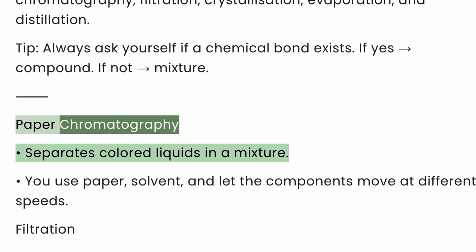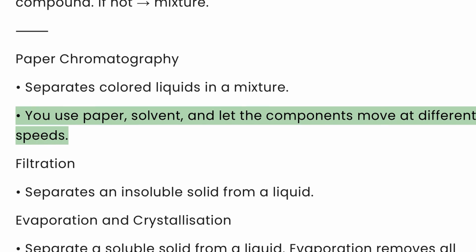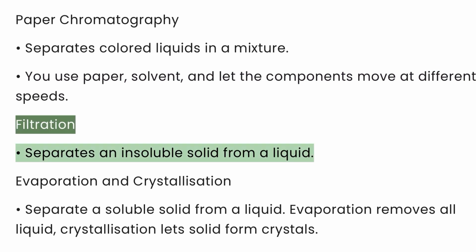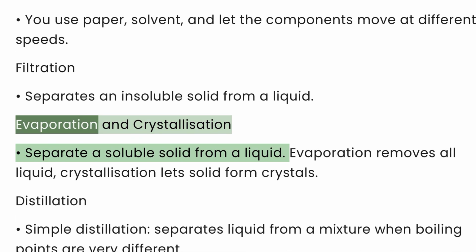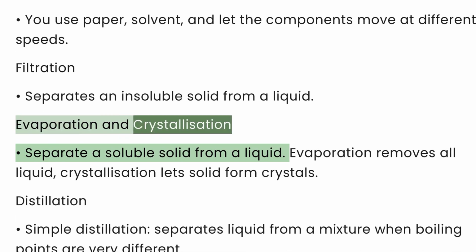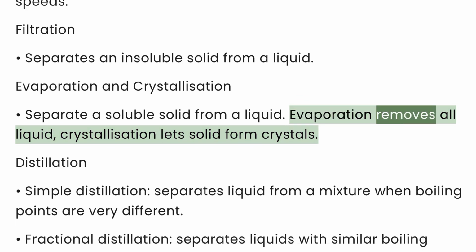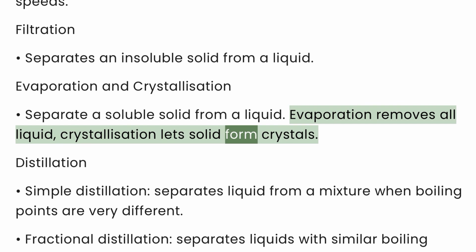Paper chromatography separates colored liquids in a mixture. You use paper and solvent, and let the components move at different speeds. Filtration separates an insoluble solid from a liquid. Evaporation and crystallization separate a soluble solid from a liquid. Evaporation removes all liquid. Crystallization lets solid form crystals.